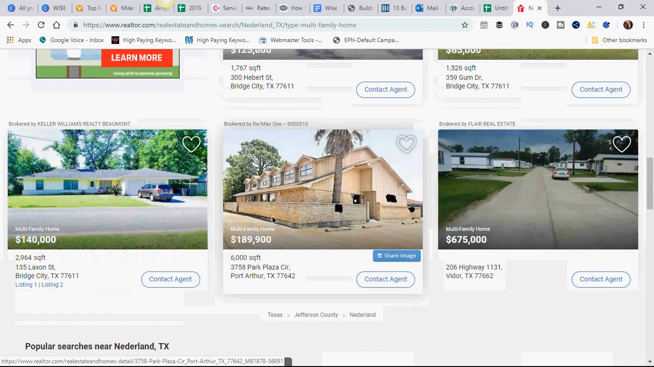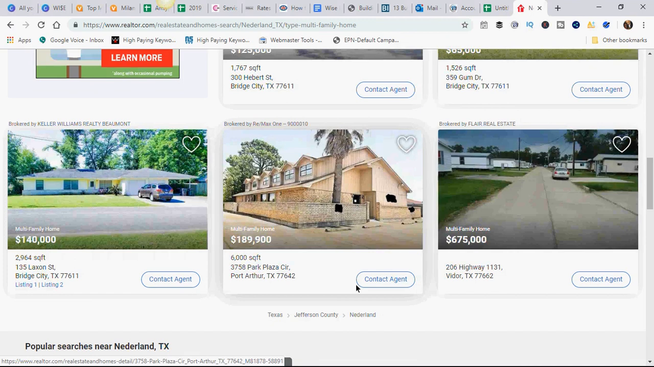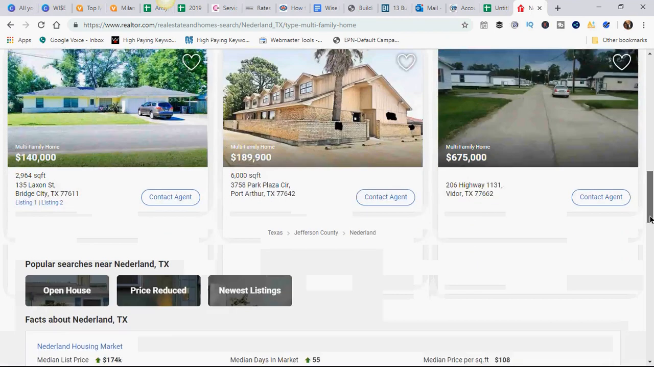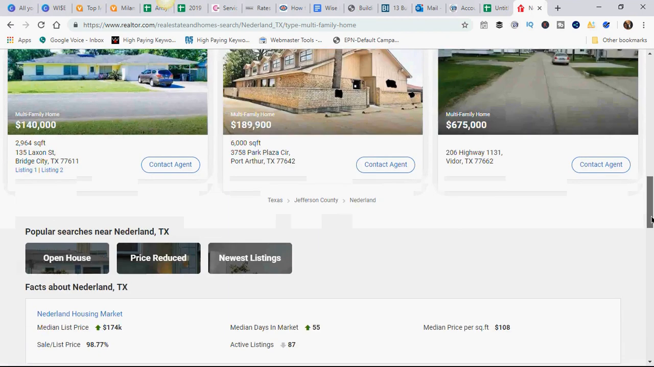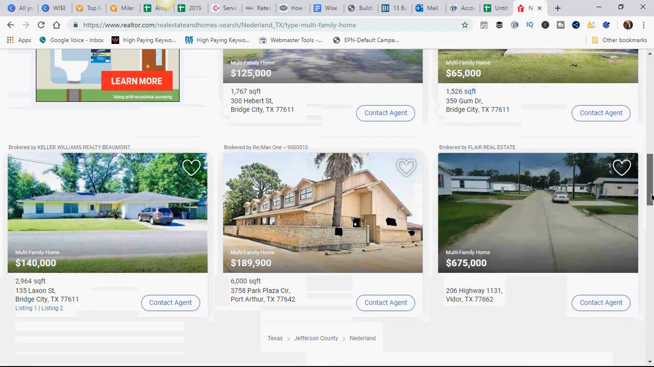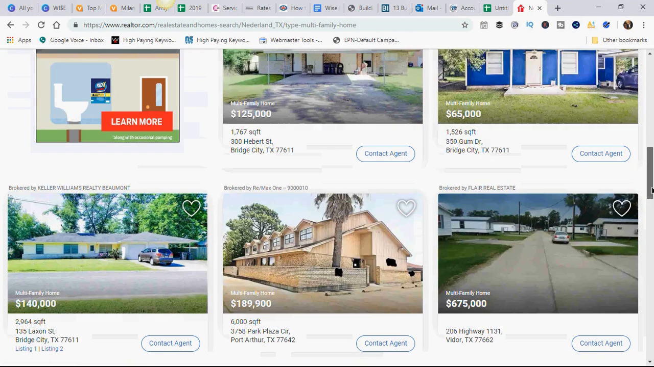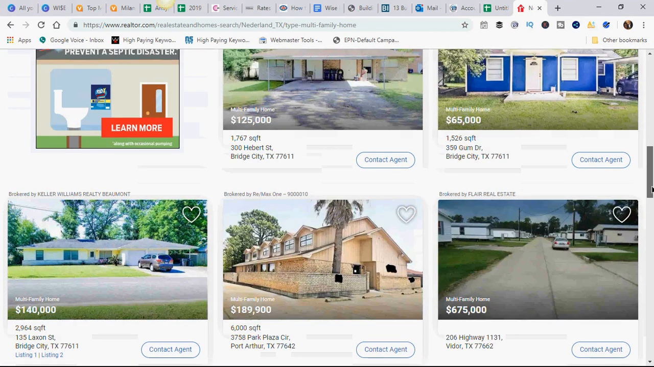So this one right here, I would actually be a little scared of. They got a 6,000 square foot home, and they don't have any picture of the inside. Yeah, I'd be a little nervous about that one. It could be worn down inside, torn up most likely. That's what I was thinking.